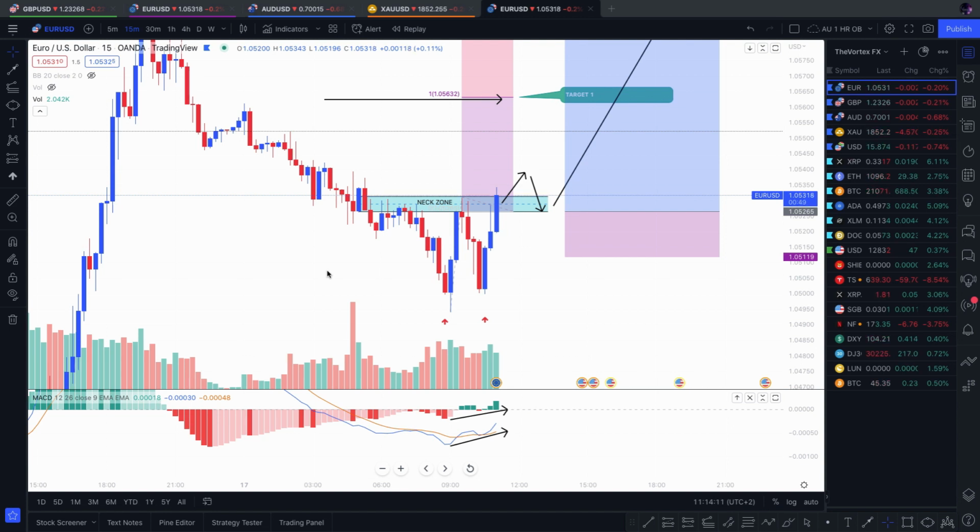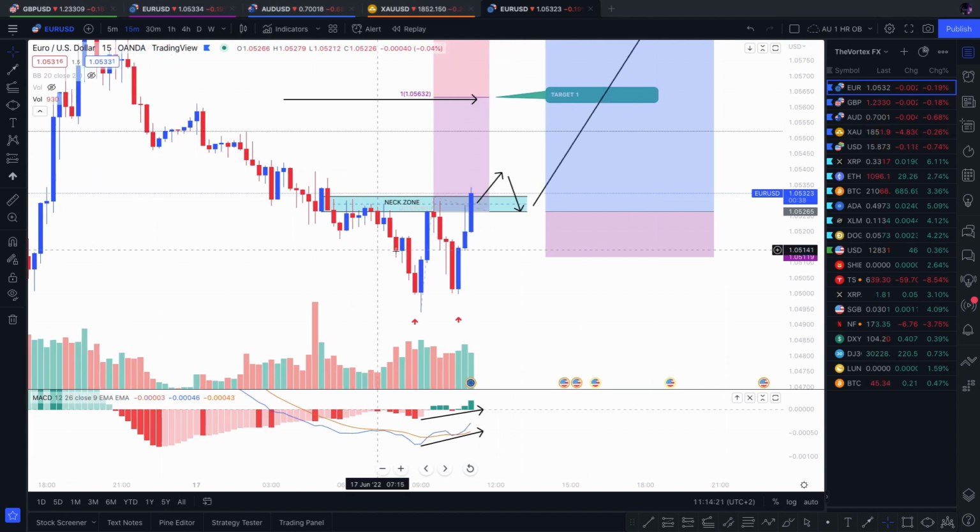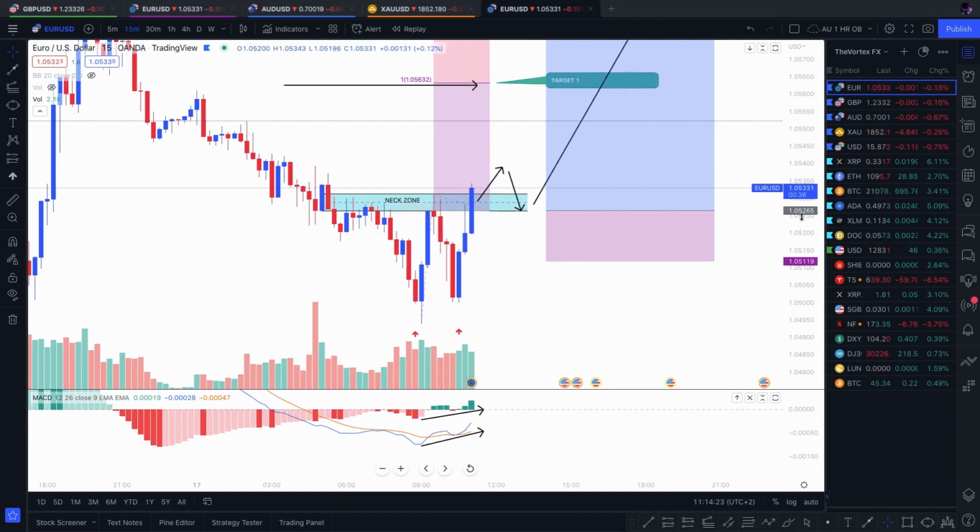Today is Friday, 17th of June, and we are looking at Euro USD once again. This time on the 15 minute time frame, we have another double bottom pattern forming as I record this.